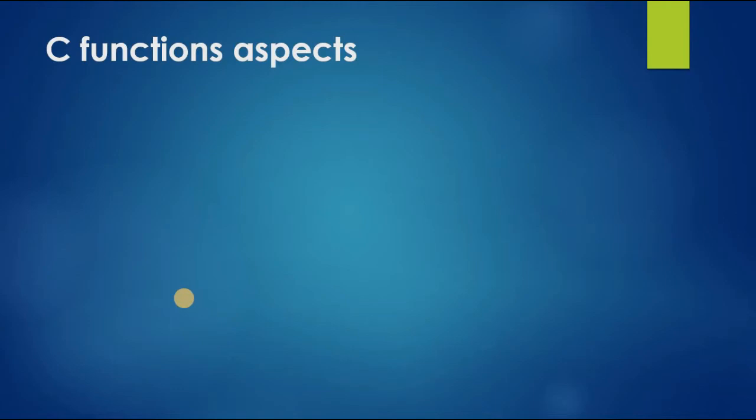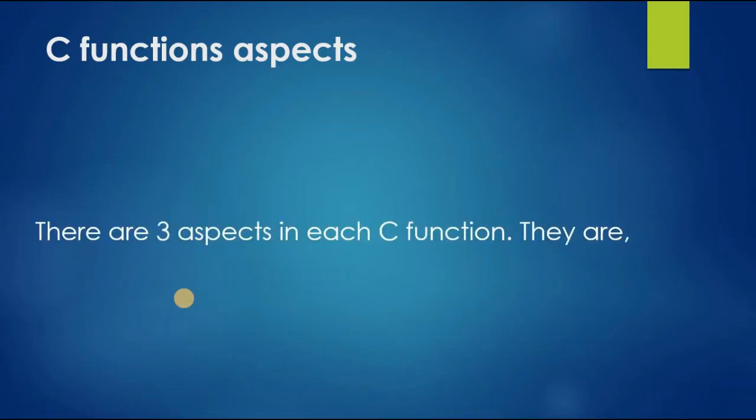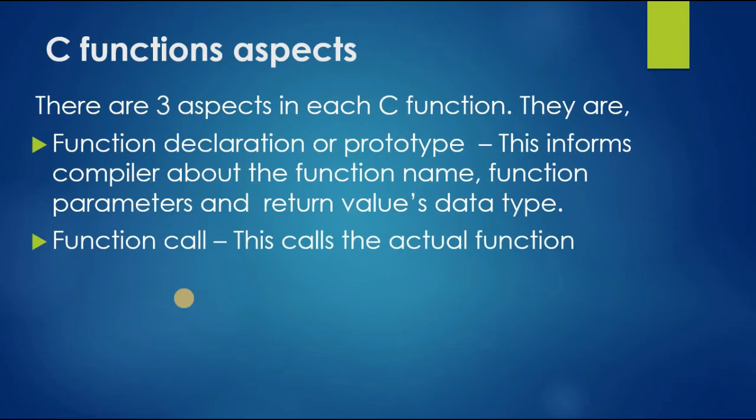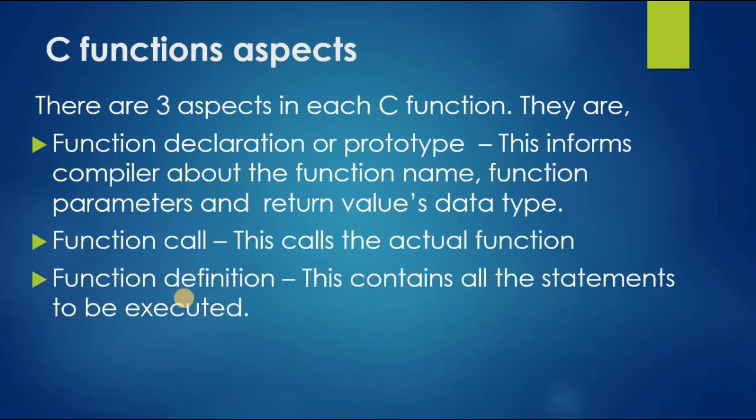Now we will see C function aspects. There are three aspects in C. Function declaration or prototype: this informs the compiler about the function name, function parameters and return value's data type. Function call: this calls the actual function. Then function definition: this contains all the statements to be executed.